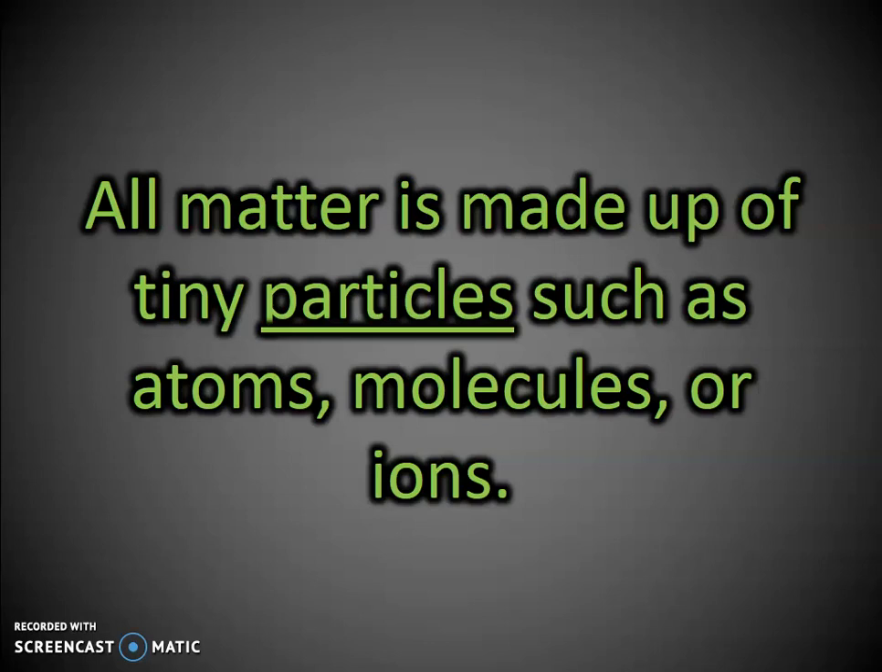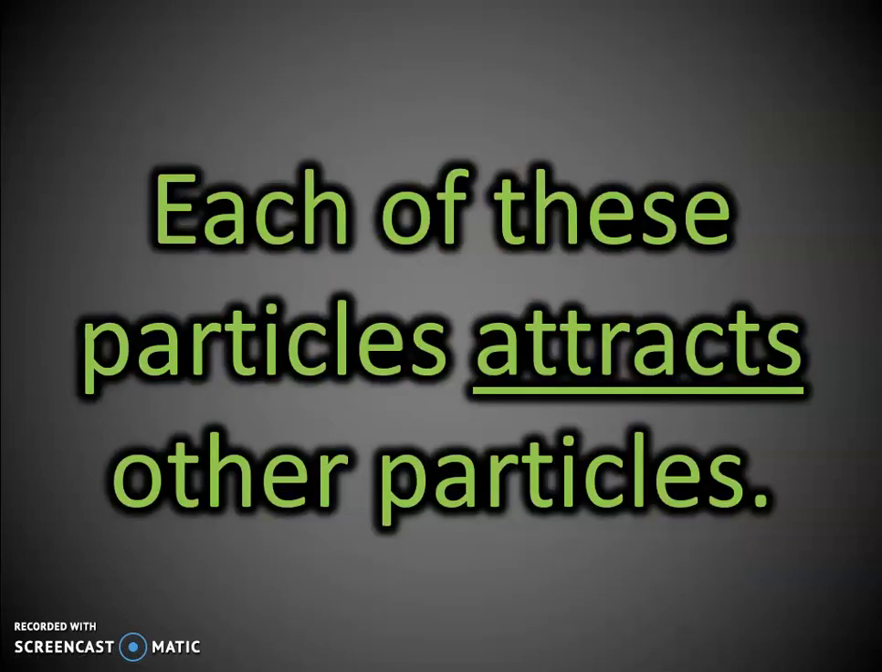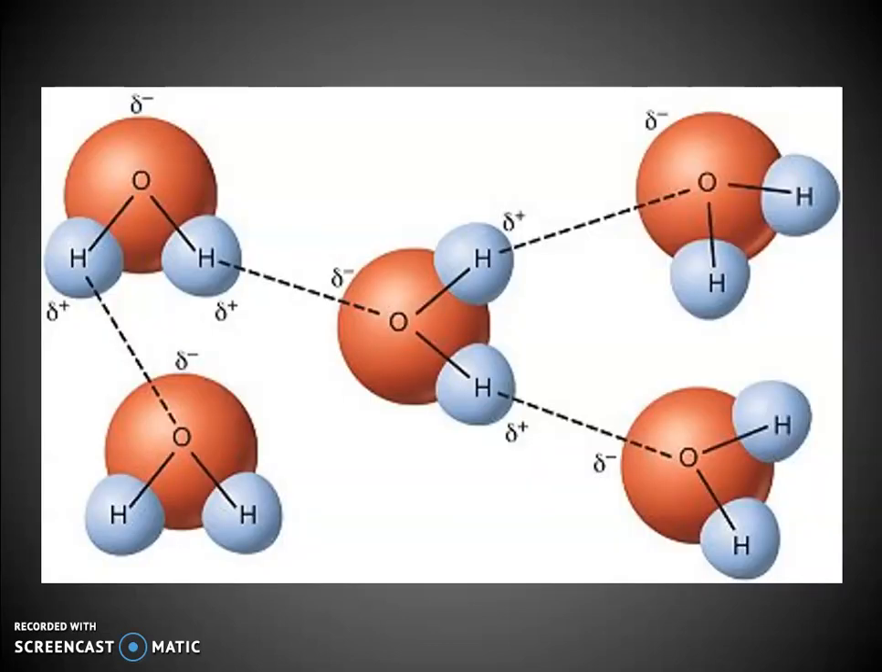And if you remember, we had atoms. Now, atoms have two parts to them. They have the outside area, which is called the orbit, which contains the electrons with a negative charge, and the inside area that's called the nucleus, that contains protons with a positive charge and neutrons with a neutral charge. So each of these particles are going to attract other particles. Now here's an example of a bond or an attraction. This is a hydrogen bond.